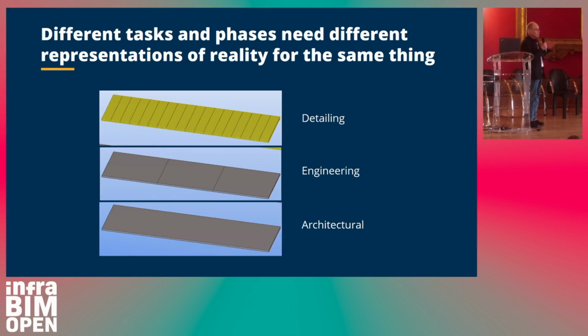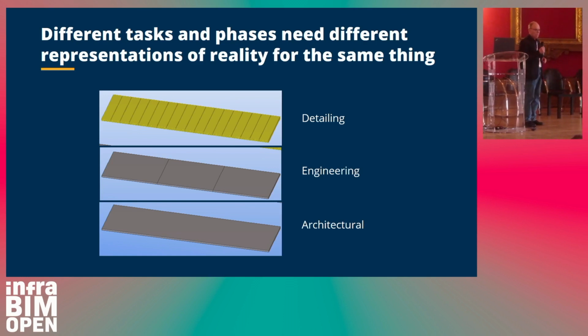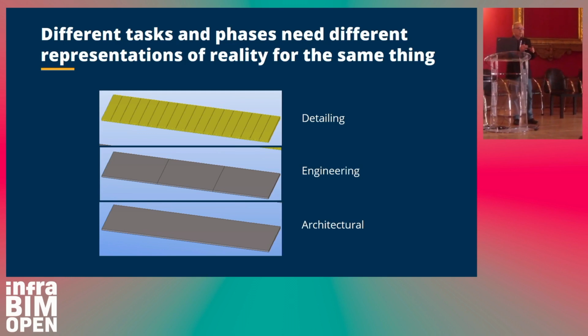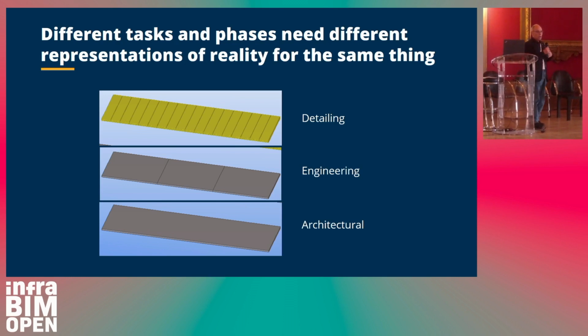The basic thing is that for different tasks and purposes, we need different representations of the exactly same physical thing. As an example, I usually use a slab in a building. For an architect, one object; for the engineer, 5, 10, 20 objects which are structurally functional, and for the detailer, 10,000 objects. And it's the same thing. A detailer can't do his thing with an architect object and vice versa. You need these different representations, and they need to be throughout the life cycle of the structure. You need all of these representations.